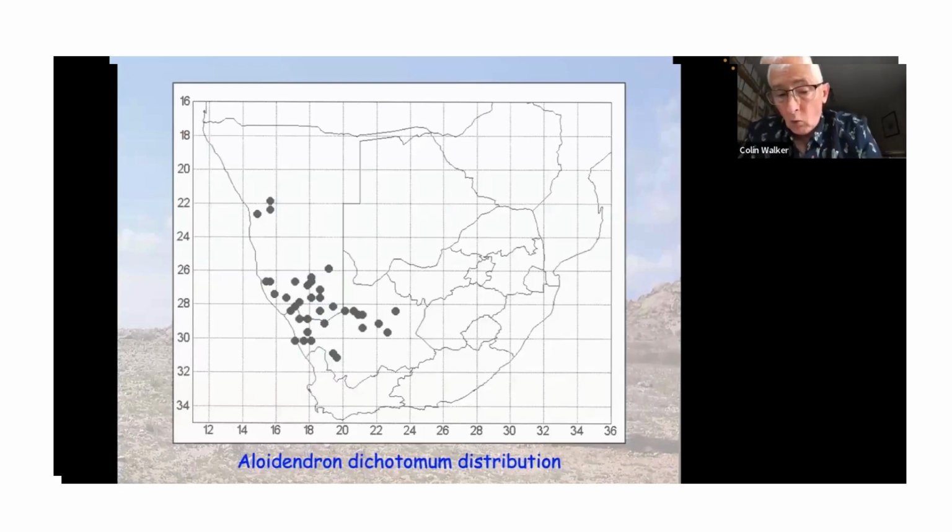All right, so here we are then. We have currently 6 species of Aloidendron, and I'm going to look at each one of those in turn. So the very first one that was discovered on the Simon van der Stel expedition, named by Francis Masson in 1776 as Aloe dichotoma, we're now calling Aloidendron dichotomum. And here is its distribution map. So it's quite widespread in the western part of South Africa and, I guess, the southern part of Namibia.